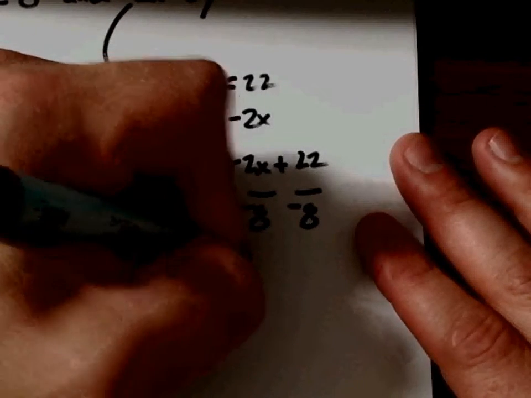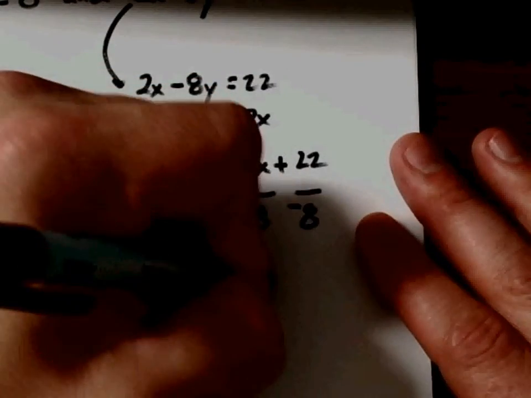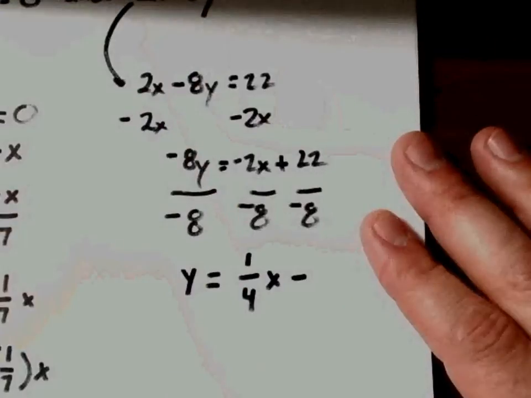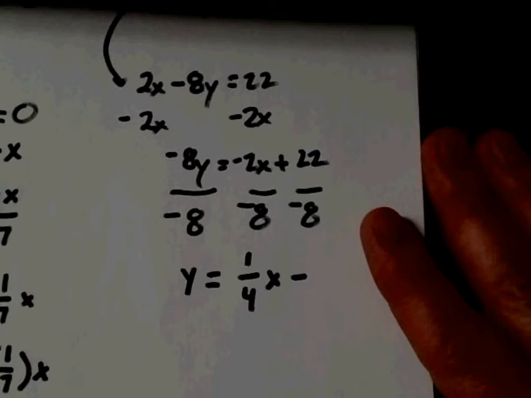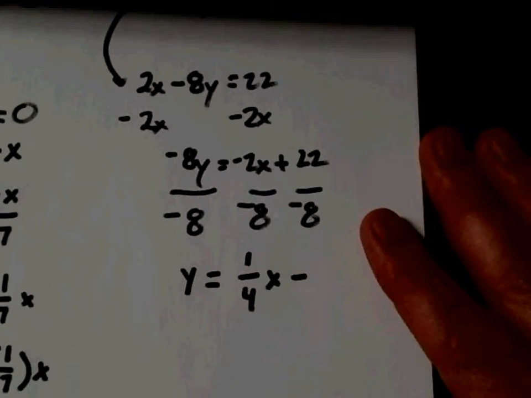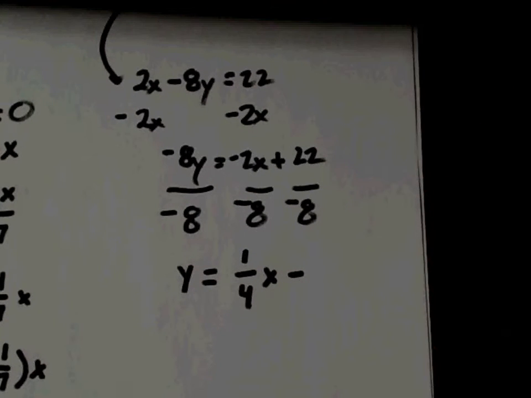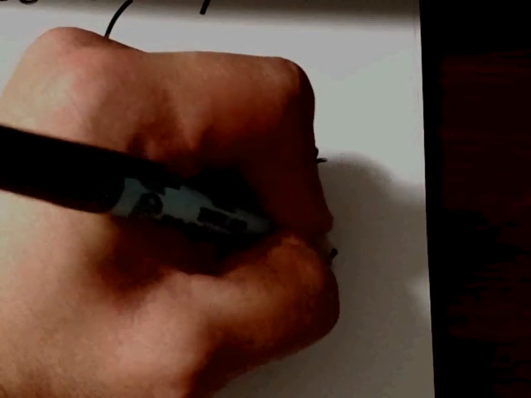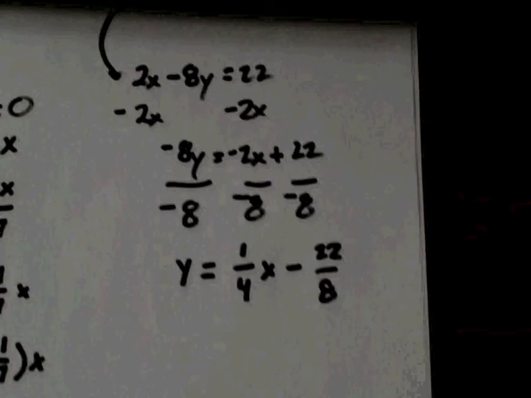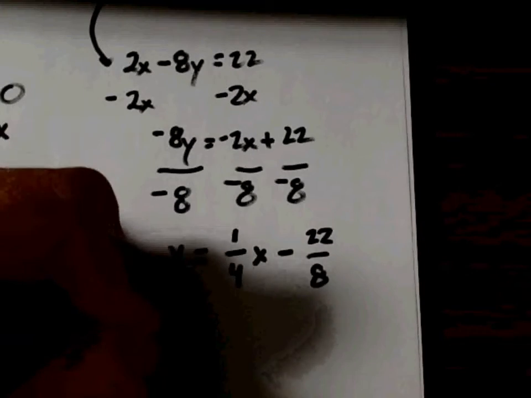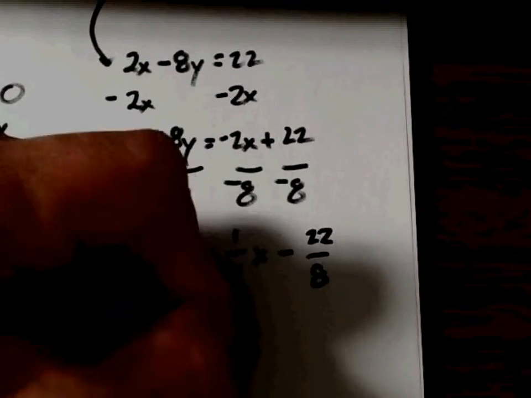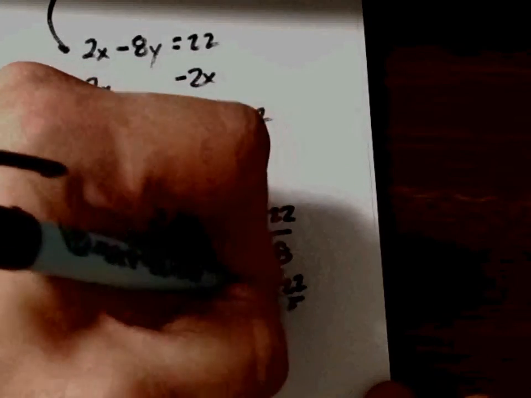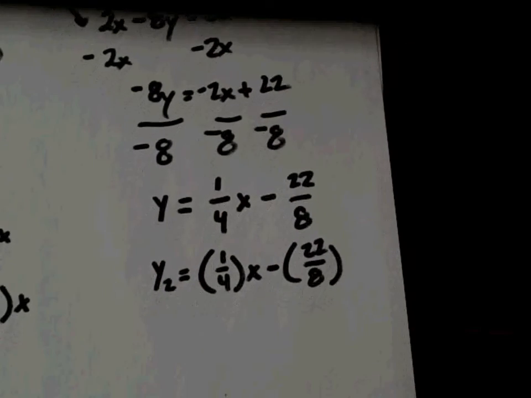Alright, so this is going to turn into positive 1 divided by 4x. This is going to turn into negative, what is 22 divided by 8? Anybody? 2.75. Okay, so I could leave it like that since it's not a repeating decimal, or I could just leave it as 22 divided by 8. And so I'll put this in my calculator as y2 equal to parentheses 1 divided by 4 close parentheses x minus open parentheses 22 divided by 8 close parentheses. You could put that as 2.75 if you wanted to.